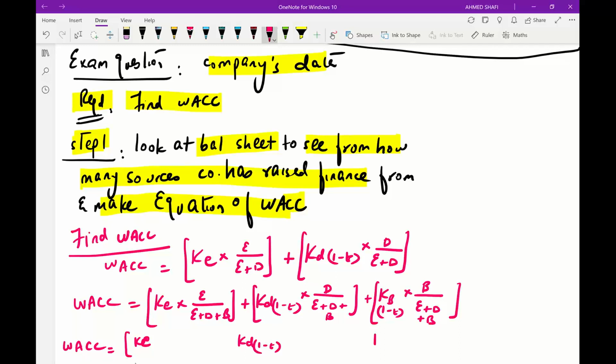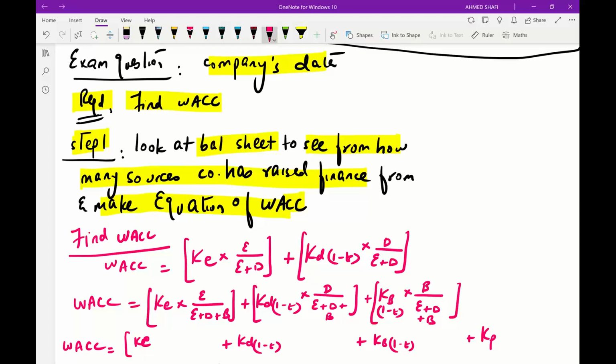Give return to bank, bear a cost. And give return to preference shareholders, bear a cost. Only the interest paying instruments come with 1 minus T, the others don't. So the equation of WACC would be KE plus KD plus KB plus KP, because the company has now raised finance from 4 sources, it has to pay return to all 4 parties.